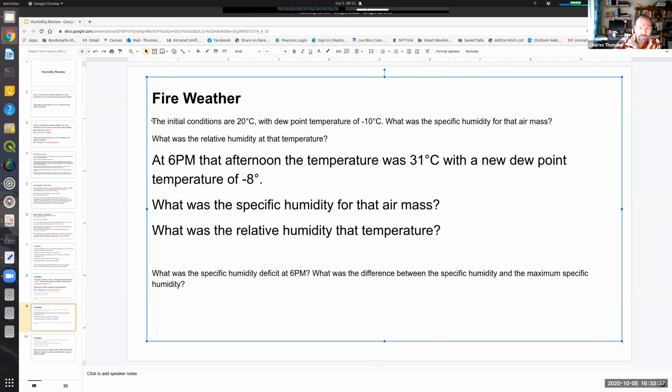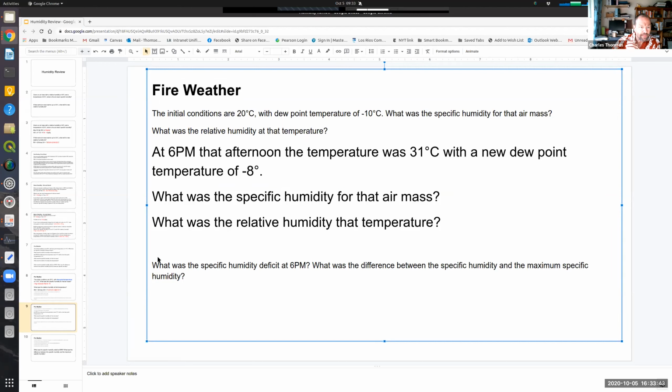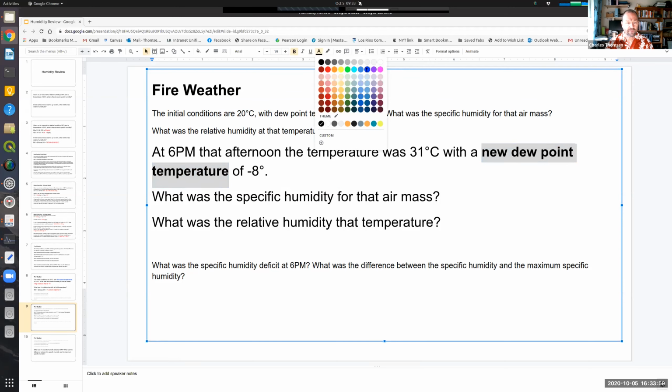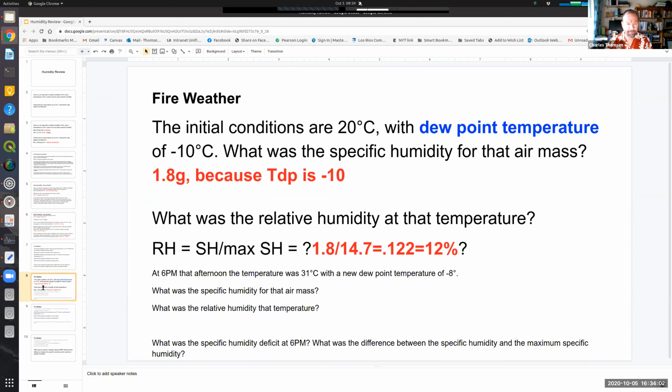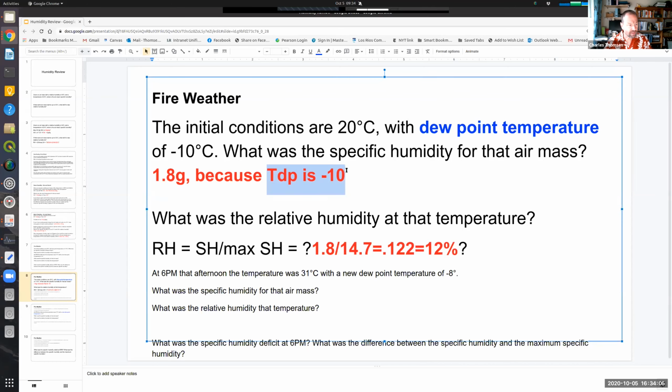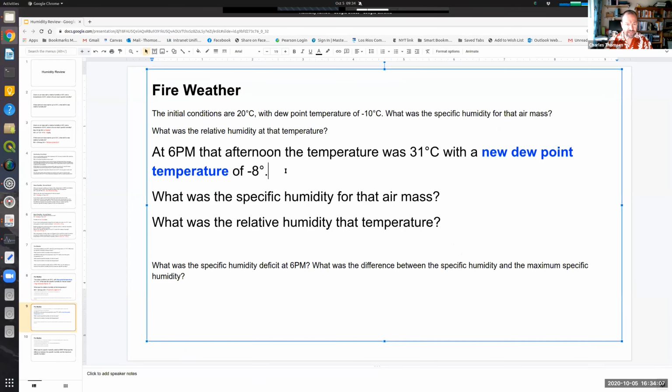I'm going to make these even smaller because I want more landscape. All right, at 6 o'clock that afternoon, the temperature was 31 Celsius with a new dew point. What's the specific humidity? And again, we know the dew point temperature is the key. I'm just going to copy that. And if the temperature is -8, yeah, 2.2. Yep, love it.